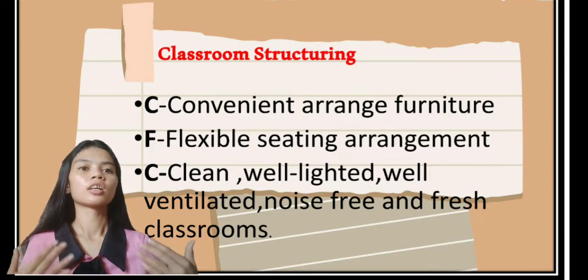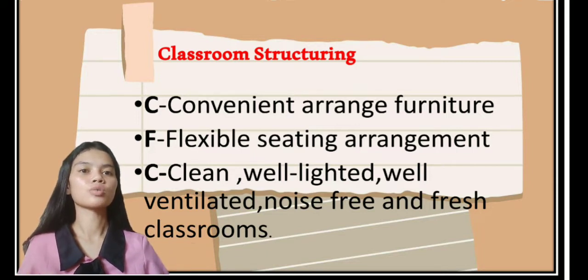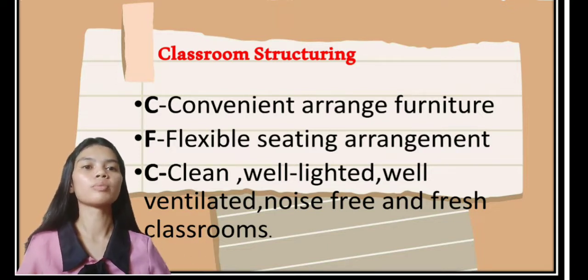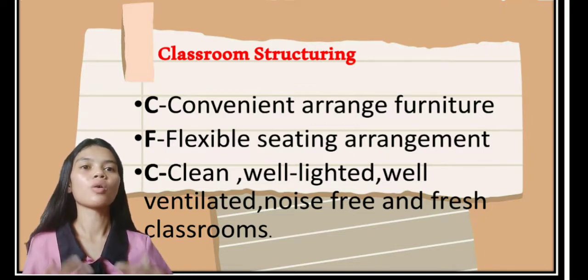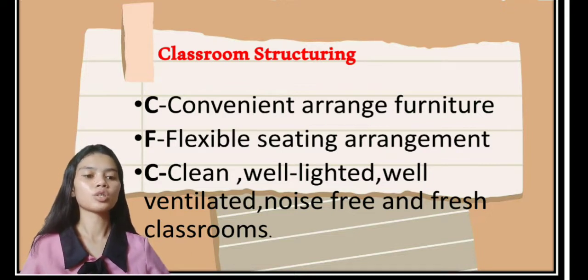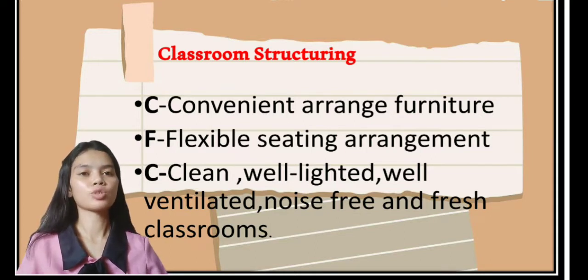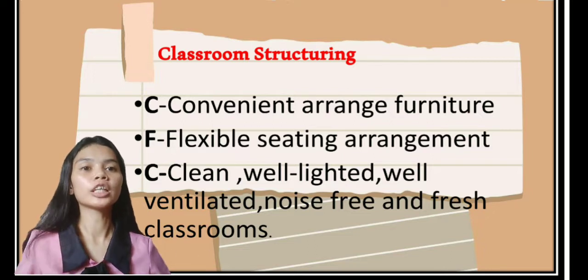Next is a clean, well-lighted classroom so the students will clearly see what the lesson is all about. Well-ventilated, so not all students are visually able to clearly see what is on the board, so we should have well-ventilated classrooms. Next is noise-free. A classroom should be noise-free so that the students will not be distracted by the barriers of noise. And last is a fresh classroom. If we have a fresh classroom, our students will feel a positive atmosphere and be eager to learn.